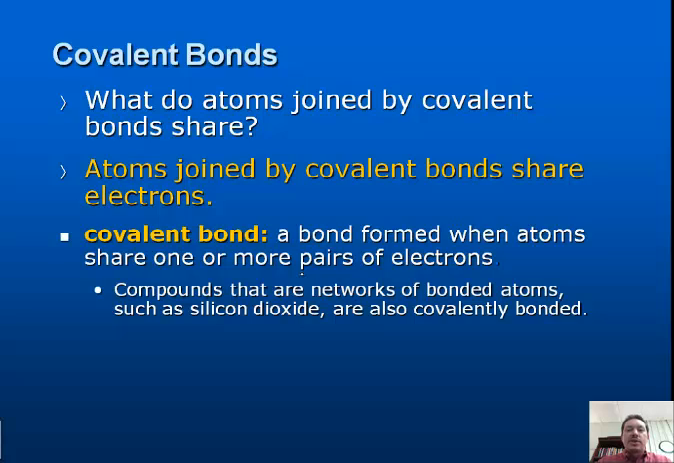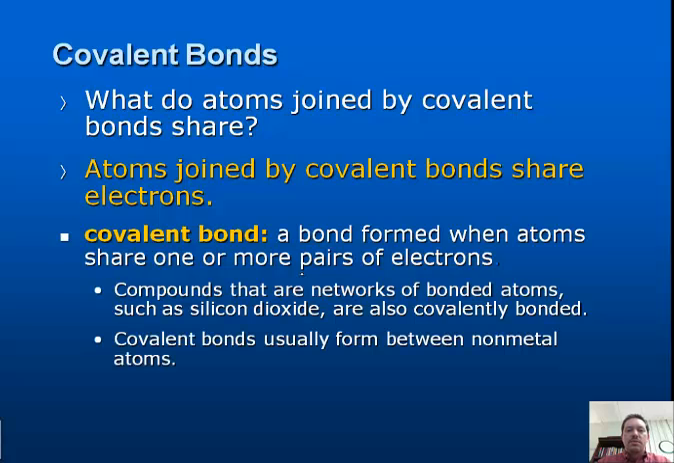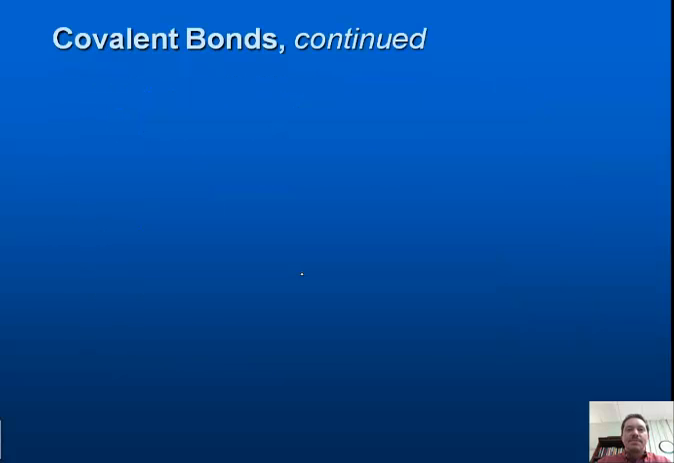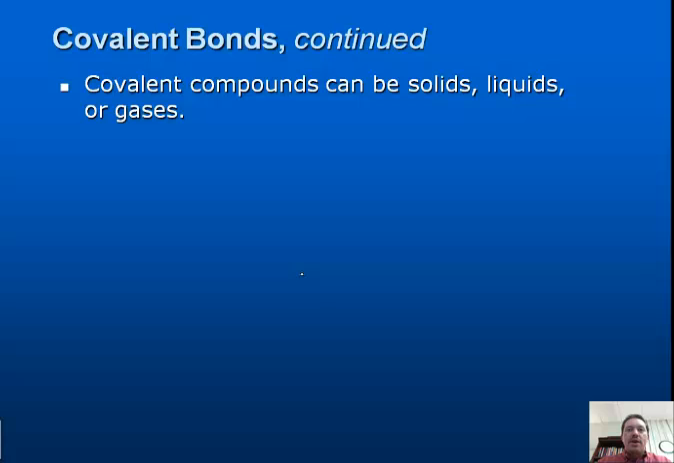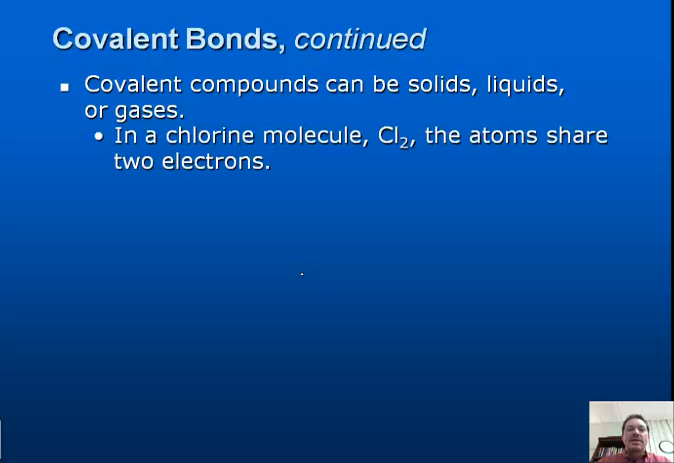Compounds that are networks of bonded atoms, such as silicon dioxide, are also covalently bonded. Covalent bonds usually form between nonmetal atoms. Covalent compounds can be solids, liquids, or gases. In a chlorine molecule, Cl2, the atoms share 2 electrons.